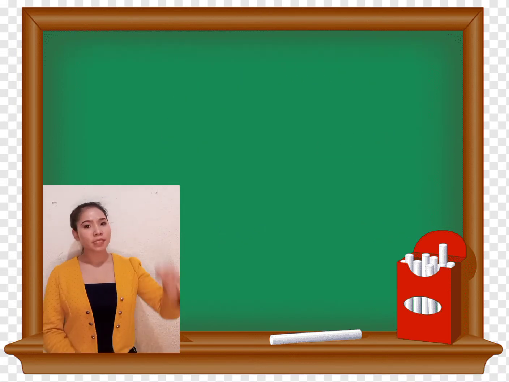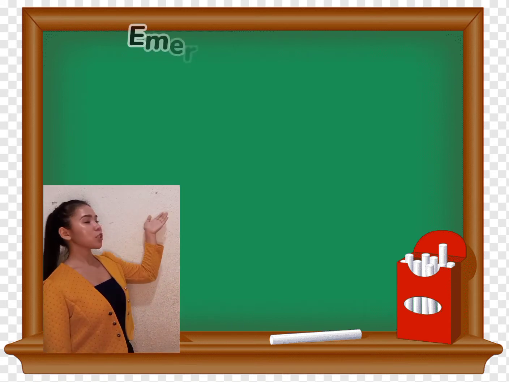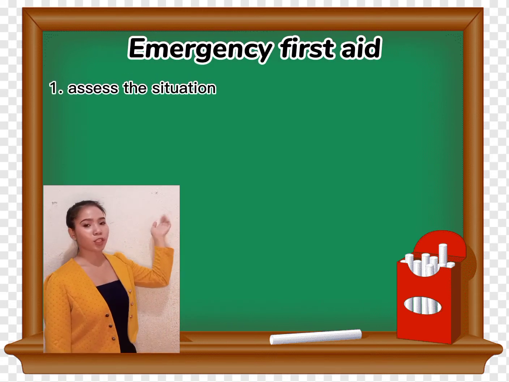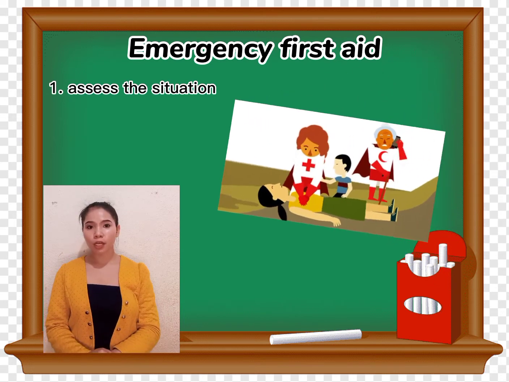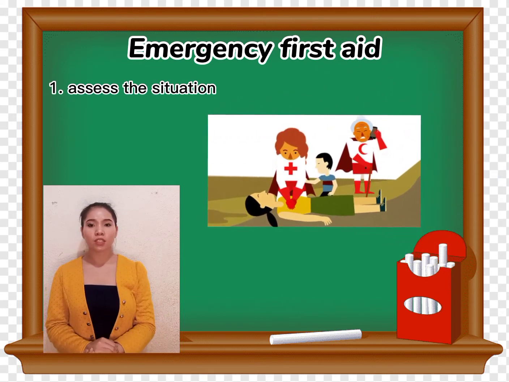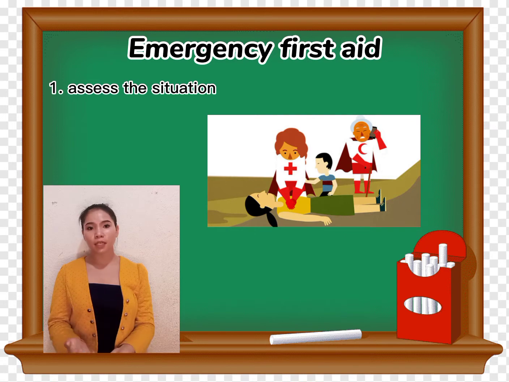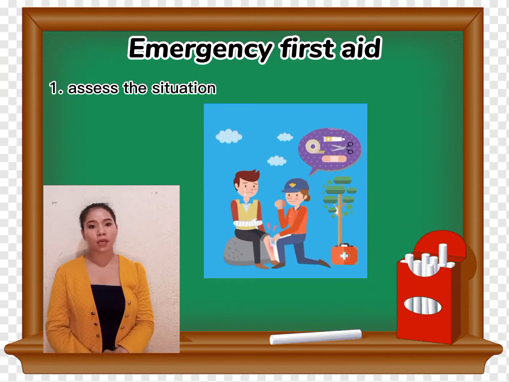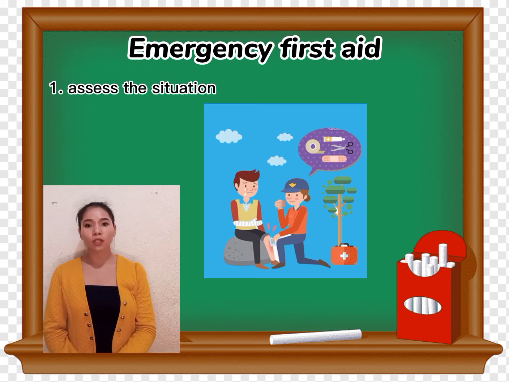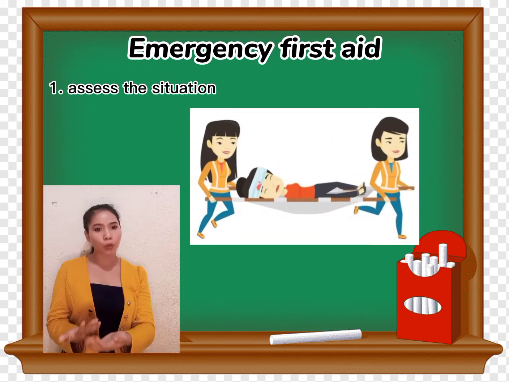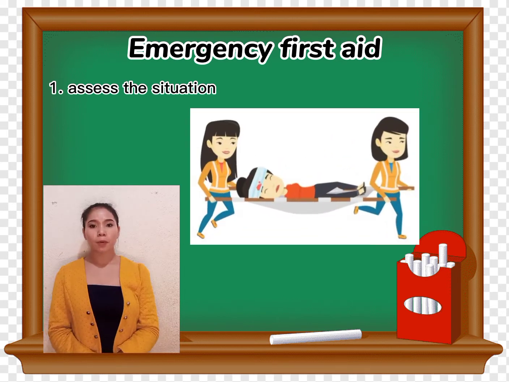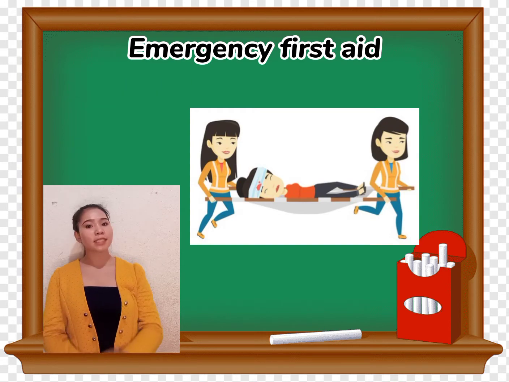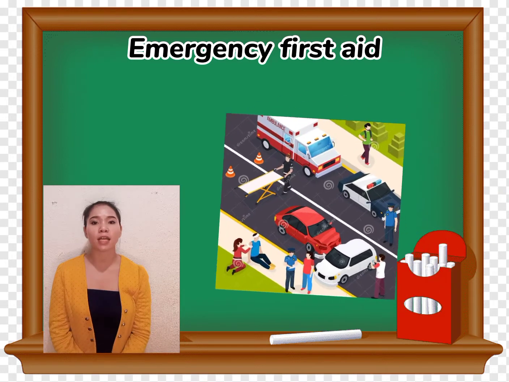So there are 4 basic steps to performing emergency first aid. So first, assess the situation. Assess the situation and check for any potential danger to yourself, bystanders, or the patient. Check for safety before rushing to the injured patient and make sure the situation is safe for you, the casualty, and other people or bystanders. If the situation is too dangerous, stay back and wait for professional assistance.